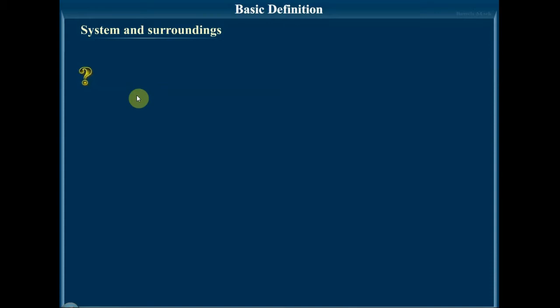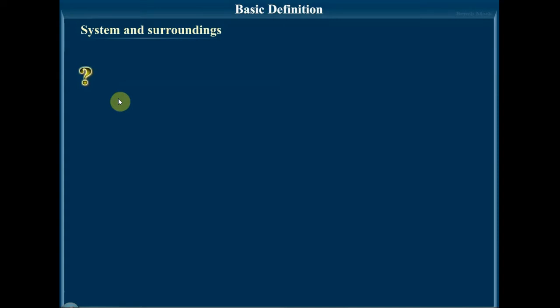Before going into detail, we should learn some thermodynamic terms. Some basic terms and concepts of thermodynamics are very important before you go into the details. So what are the first and second terms shown here on the screen? They are system and surroundings. Very easy terms. What is a system and what is a surrounding? Let me tell you what a system and surroundings are.